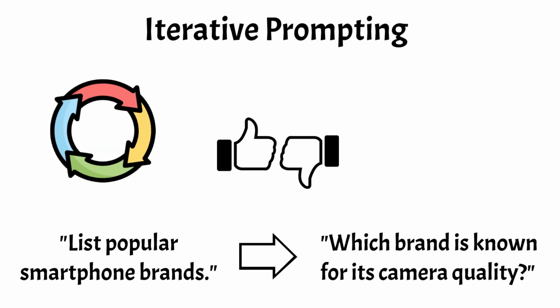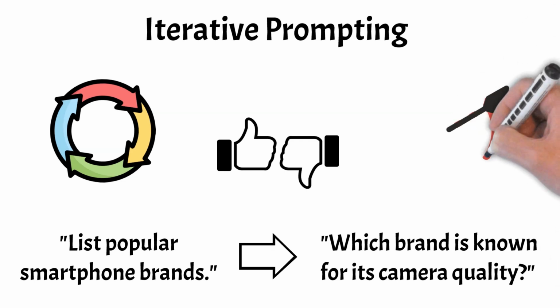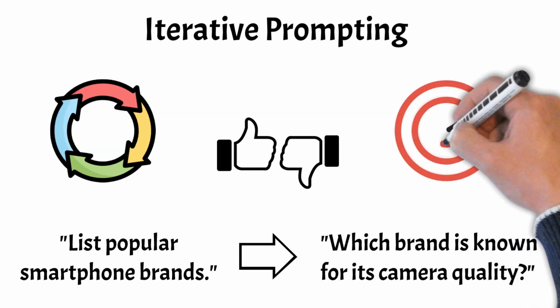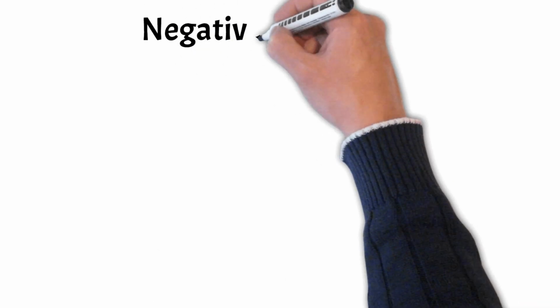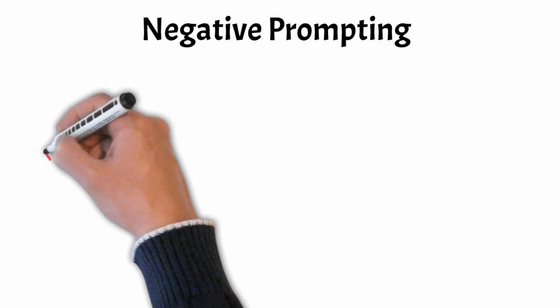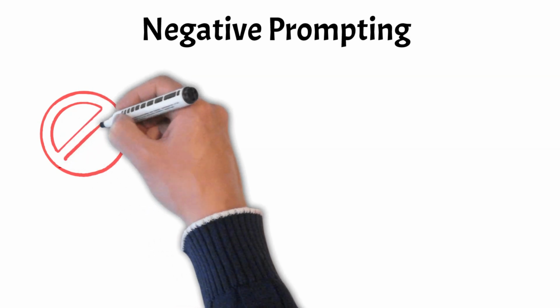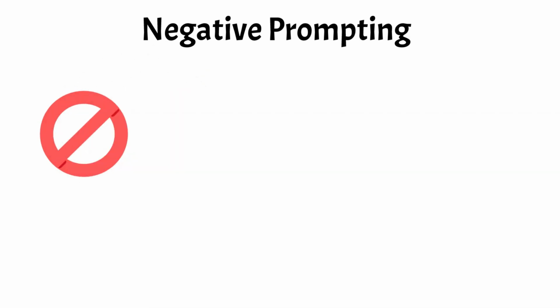This method enables the AI to continuously enhance the accuracy and relevance of its outputs over multiple interactions, resulting in more tailored and effective responses. Now let's discuss negative prompting. Negative prompting involves guiding an AI model by specifying what it should avoid or exclude in its responses.